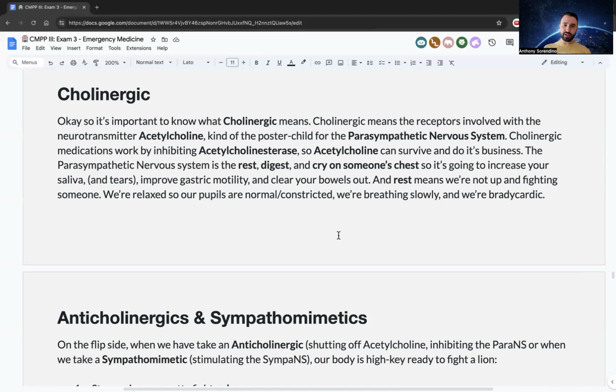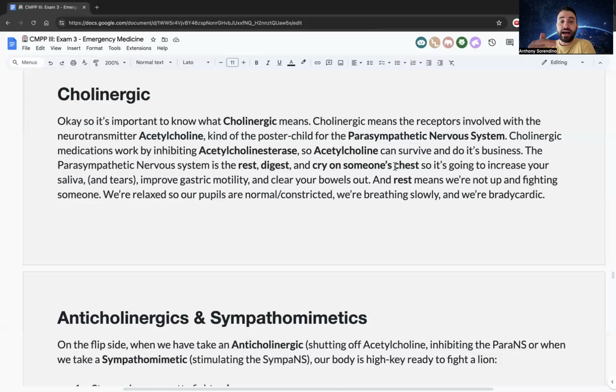All right. So I'm just going to kind of read this. So cholinergic means the receptors involved with the neurotransmitter acetylcholine, kind of the poster child for parasympathetic nervous system. Cholinergic medications work by inhibiting acetylcholinesterase. So acetylcholinesterase is breaking down acetylcholine. It's breaking down the parasympathetic nervous system. A cholinergic is like acetylcholine, get in here. So it inhibits that acetylcholinesterase, so acetylcholine can survive and do its business.